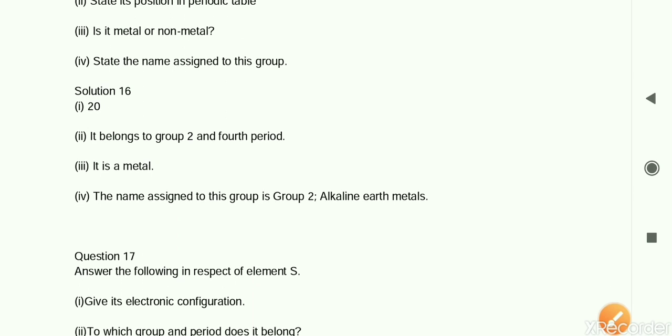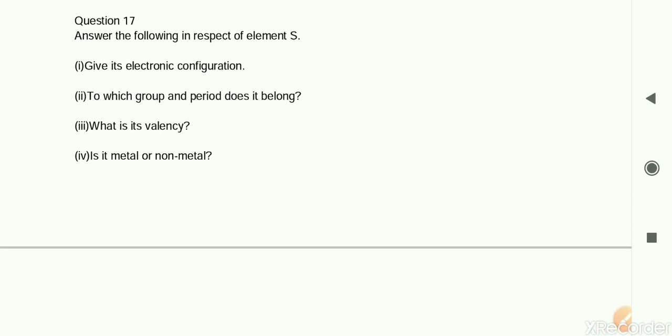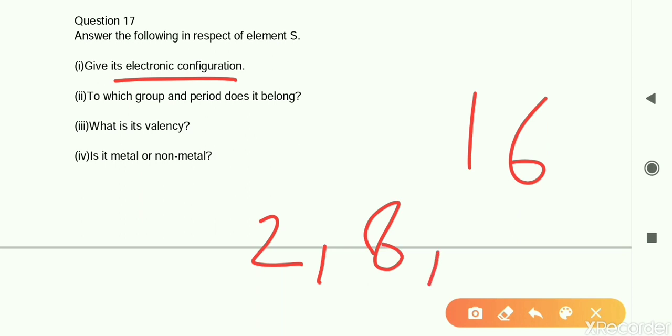Now the question we had discussed, I had asked you to solve in the last class. I got one answer in the comment. That was a nice attempt. Answer the following in respect of the element sulfur. So sulfur, you have to write the answer related to that. Sulfur is having the atomic number 16. So the electronic configuration they are asking, it will be 2, 8, 6 for different shells.